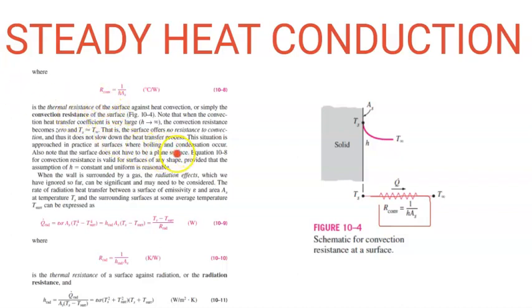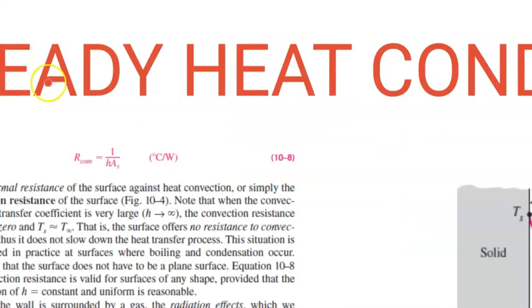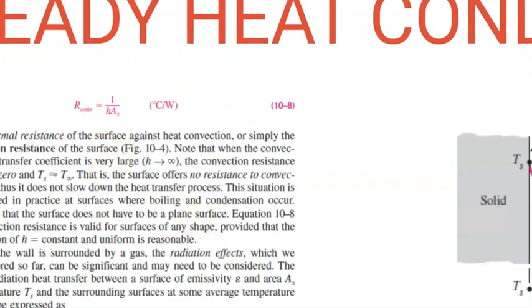Now this is for the first one, which was for the conduction. Now this is for the convection. For the convection, we have this formula. If I zoom that one in, R convection equals 1 over H AS, where AS is the area and H is the convection constant.